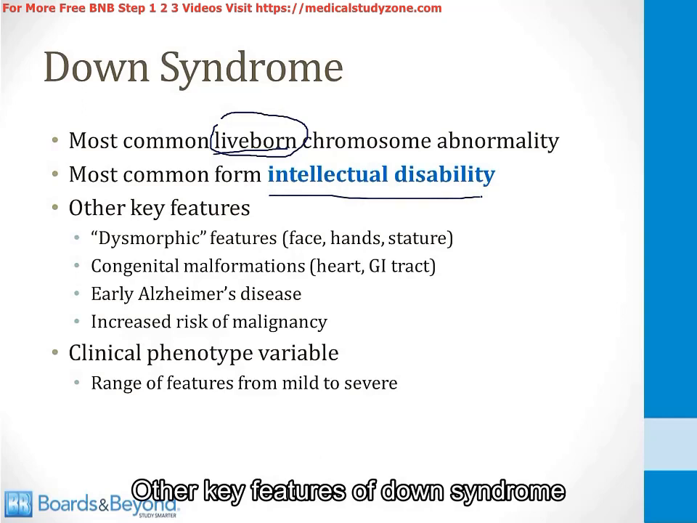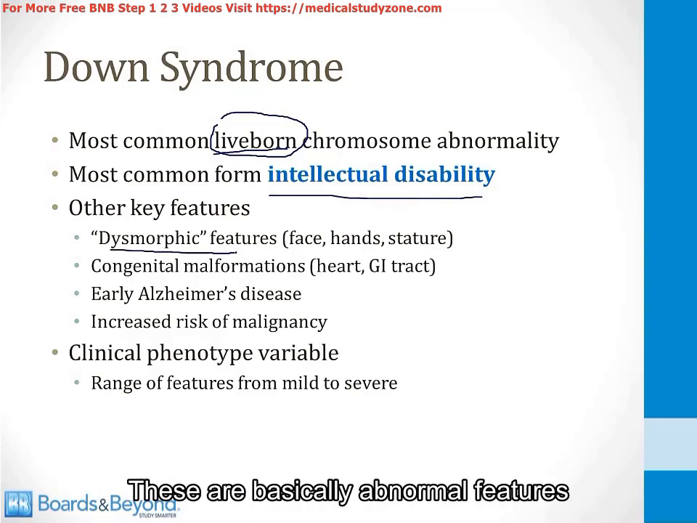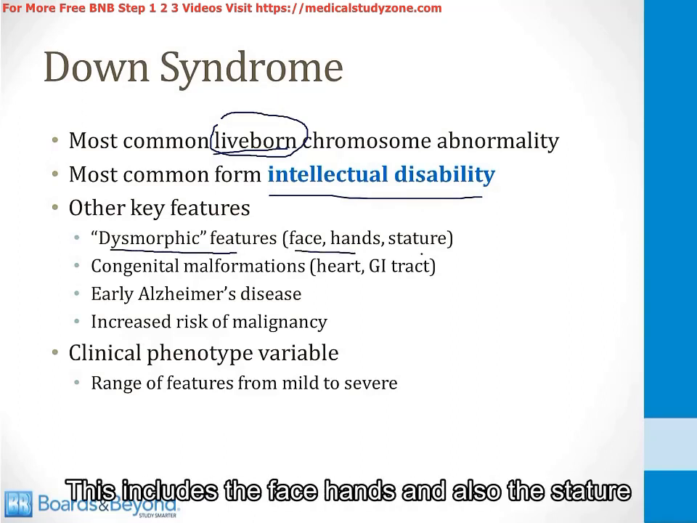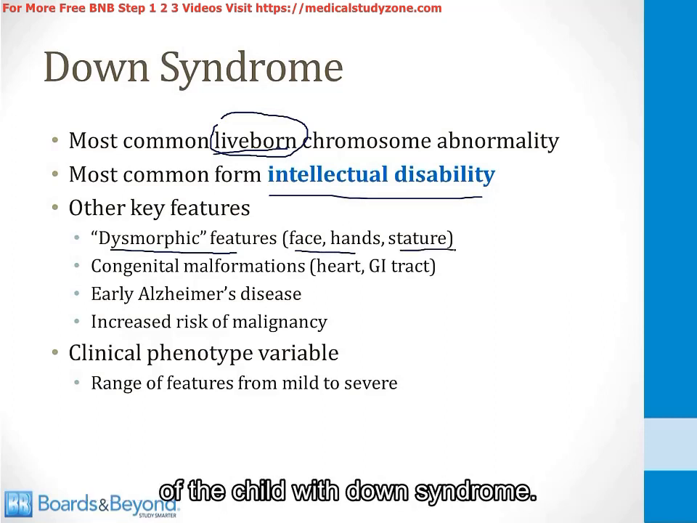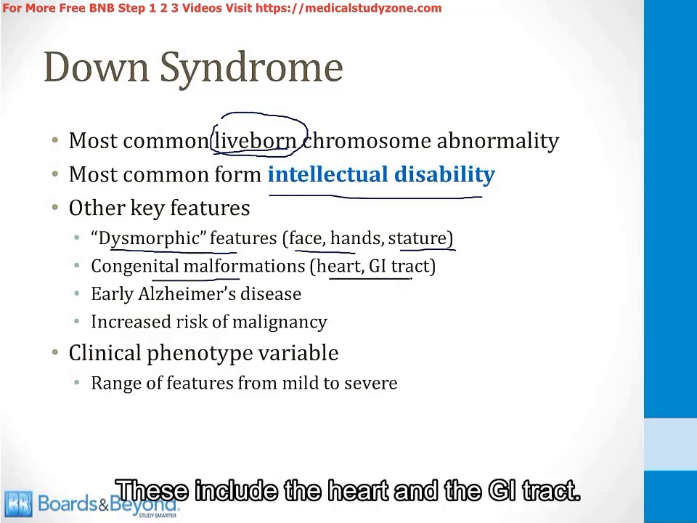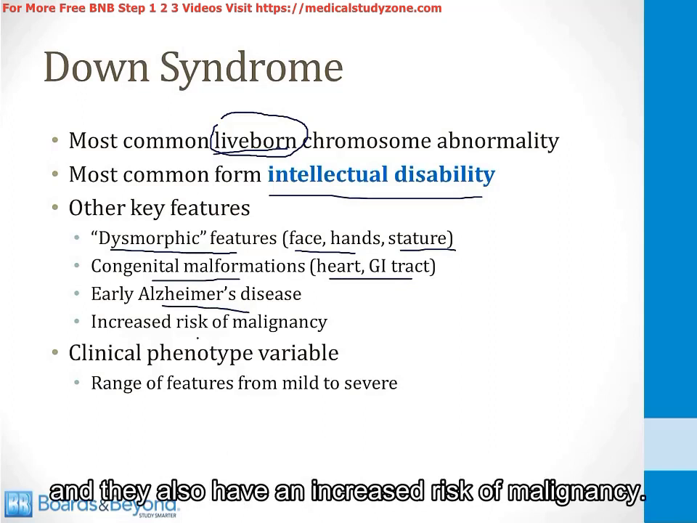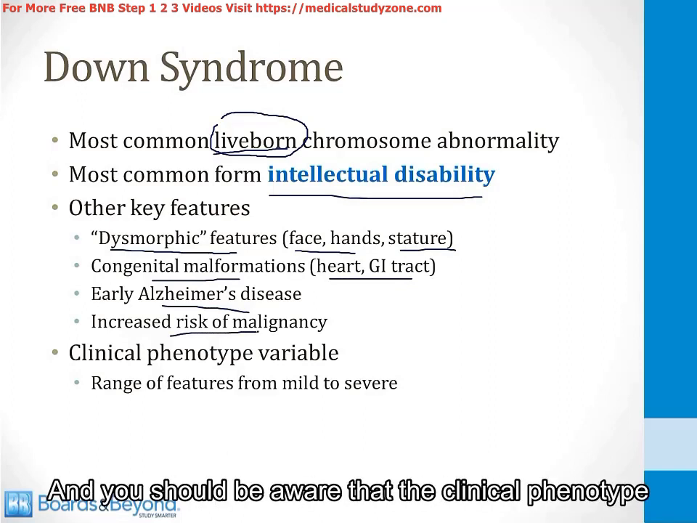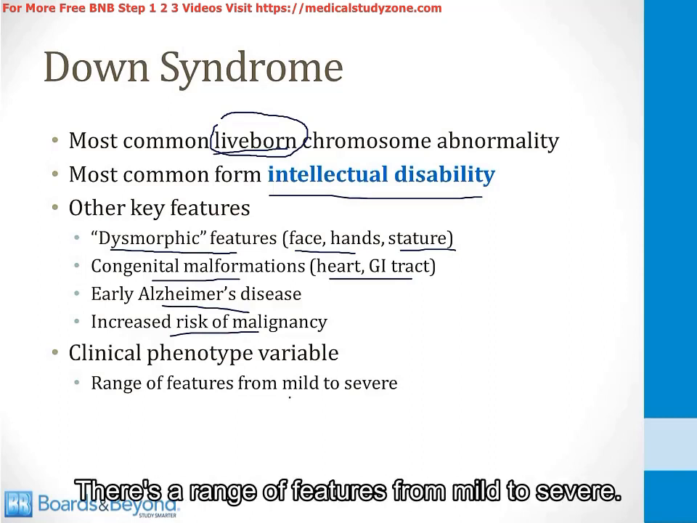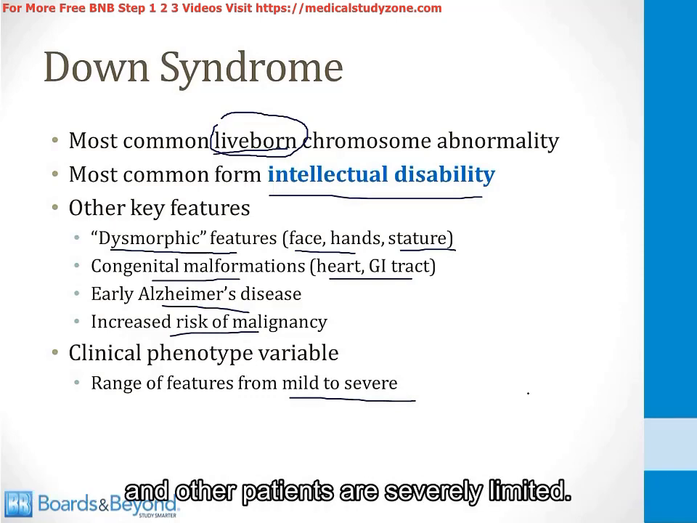Other key features of Down syndrome, which we'll go through on the next few slides, include what's known as dysmorphic features. These are basically abnormal features of the face and extremities. This includes the face, hands, and also the stature of the child with Down syndrome. Congenital malformations are also common in Down syndrome. We'll talk about those. These include the heart and the GI tract. People with Down syndrome develop early Alzheimer's disease, and they also have an increased risk of malignancy. And you should be aware that the clinical phenotype of Down syndrome is highly variable. There's a range of features from mild to severe. Some people with Down syndrome are highly functional and other patients are severely limited.